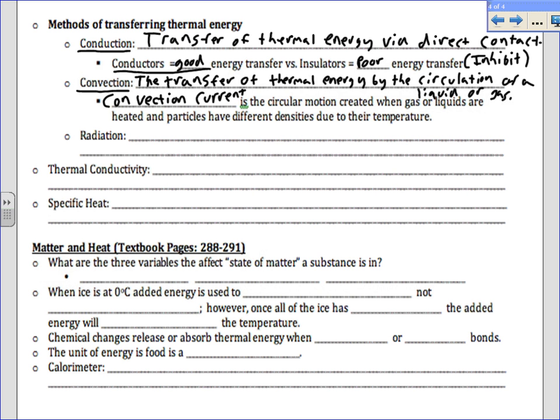But the hot water, which is lower density, will rise up. And that's where you can see that convection current, the rising and the falling.